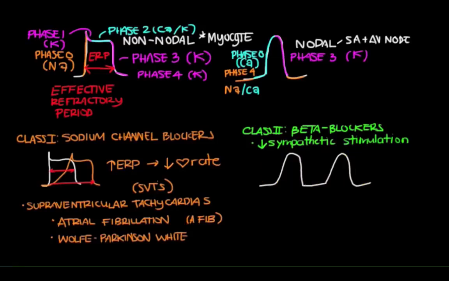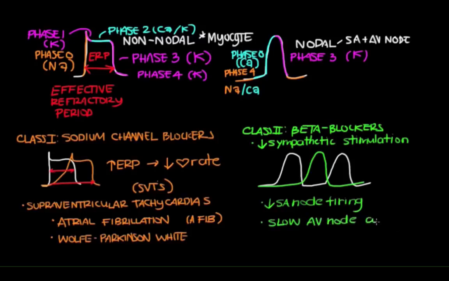Beta blockers work by blocking sympathetics. And if sympathetics increase your phase 4 slope, beta blockers are going to work by decreasing your phase 4 slope. So actually, it's going to take you longer to hit threshold. Once you hit threshold, the action potential will be the same, but it takes you longer to hit that threshold. So again, by decreasing the rise of phase 4, you're going to decrease the frequency of SA node firing. And since beta blockers work at the AV node as well, you're going to slow conduction through the AV node. So both of these things are going to work to decrease heart rate.